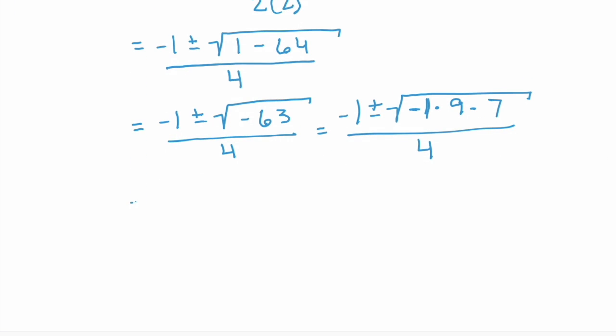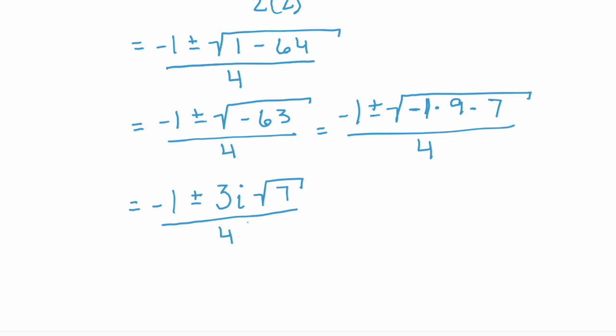So let's do that. We have negative 1 plus or minus. We take the square root of negative 1 and we get i. We take the square root of 9 and we get 3. And the 3 goes before that i. And then we're left with the square root of 7. And this is all over 4.